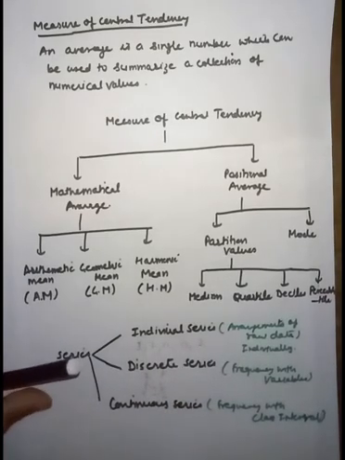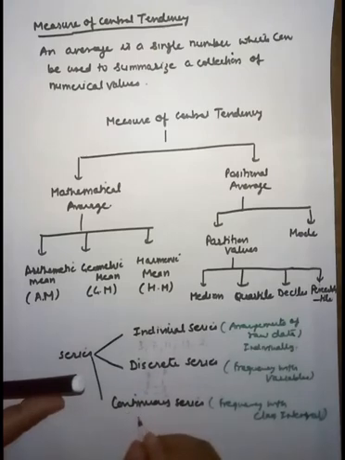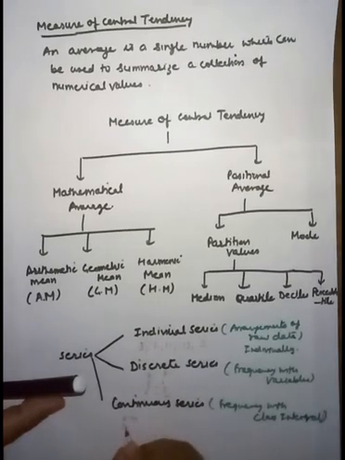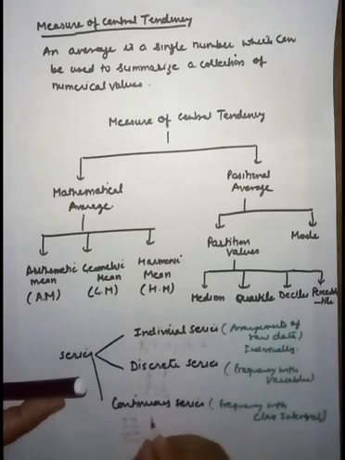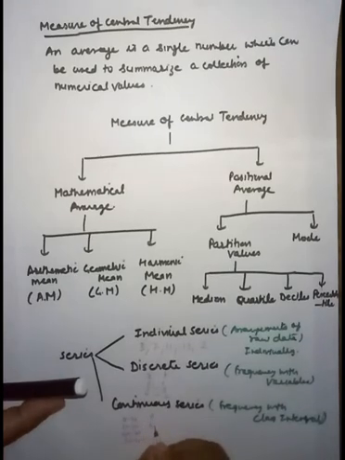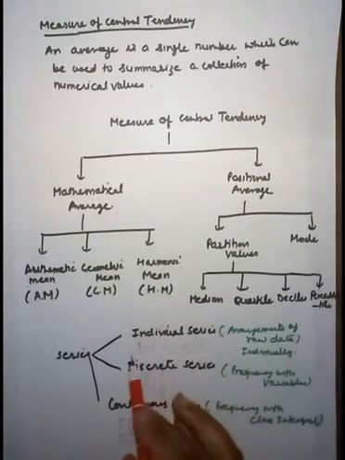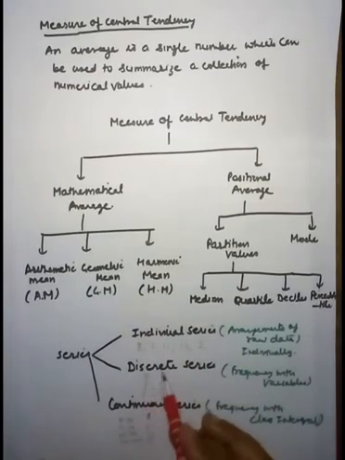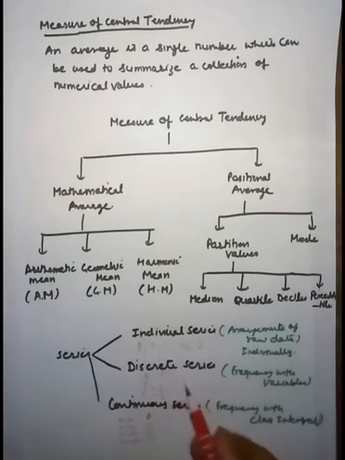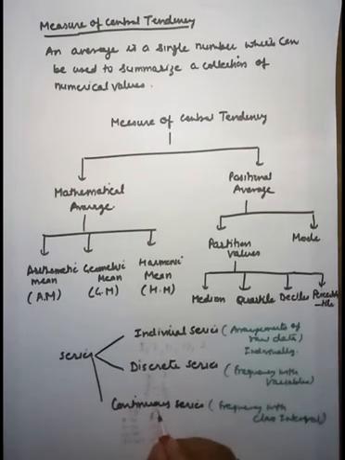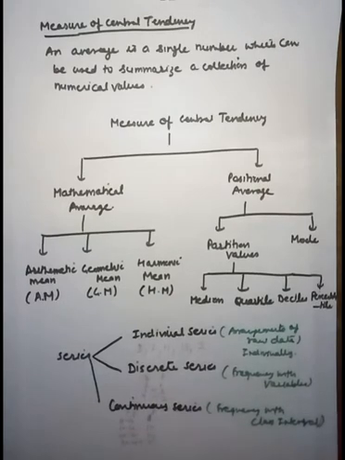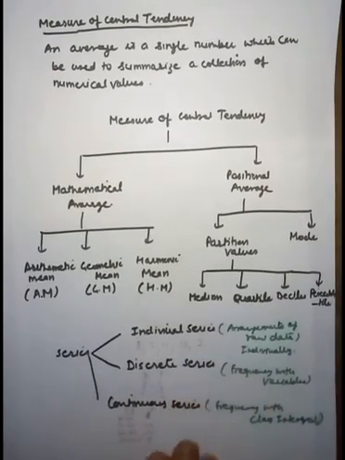Right? And for continuous series I will take some class intervals like 0 to 10, 10 to 20, 20 to 30, 30 to 40, and corresponding to the class intervals given frequencies like 8, 10, 12, 5, like this. So you see here I have taken the individual raw data, here I have variable x and f, and here class interval and frequencies, right? So this is the individual series, discrete series, continuous series.